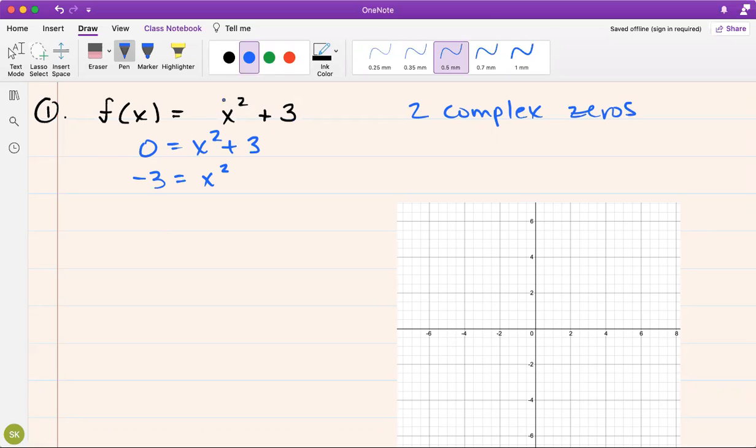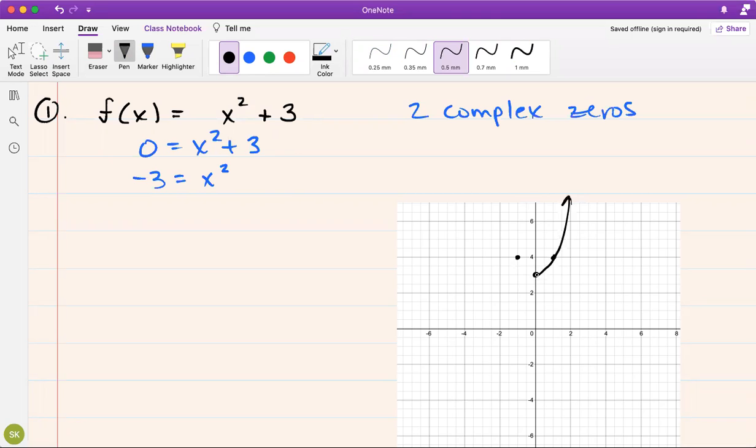I also noticed, because I've done a lot of factoring, whenever we have something plus just a number like this, there's no real solutions. We can't factor it. And when you can't factor it, you don't have a real solution. You could also just go ahead and graph this. This is very simple to graph because this is the parent function x squared and with a 3 on the outside, which means we move that parent function up 3 units.